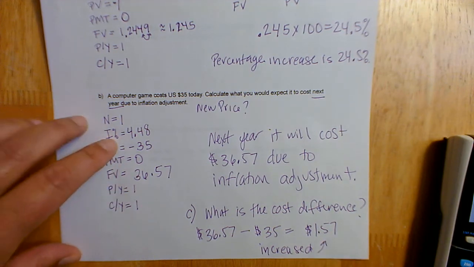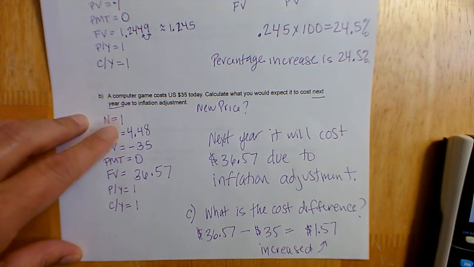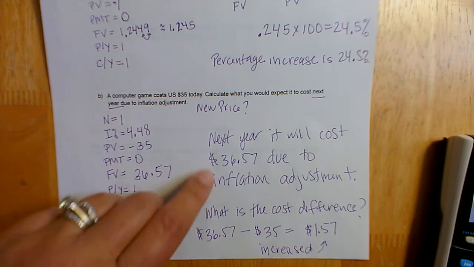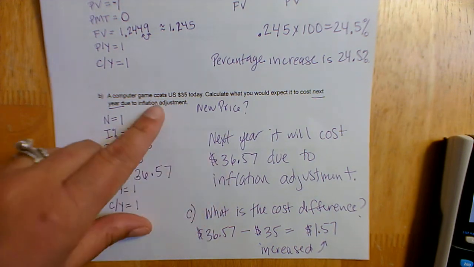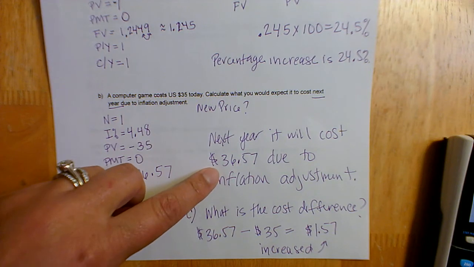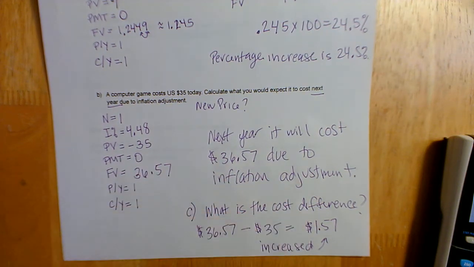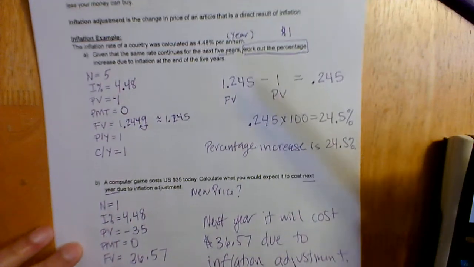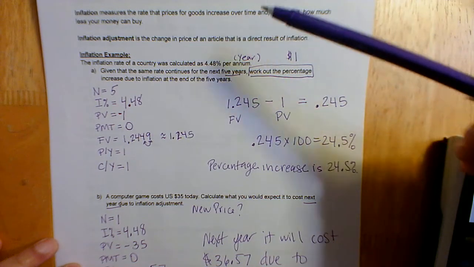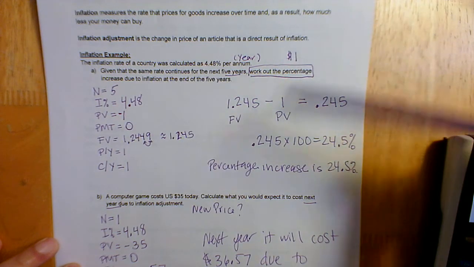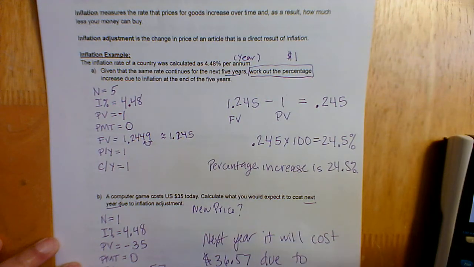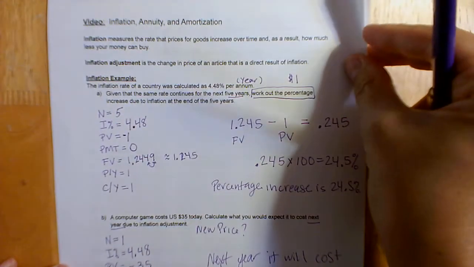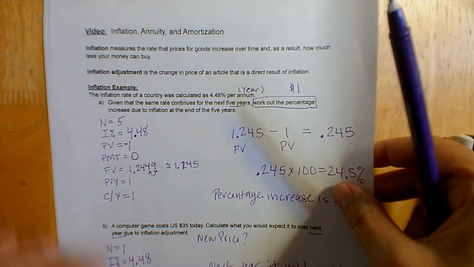So if our inflation rate is 4.48, everything is getting more expensive. Our video game in a year will go from $35 to $36.57, which is a $1.57 increase. Okay, so hopefully you understand what we mean by inflation, where our goods are going up, and how our products are adjusting to that inflation rate. And that was inflation. Let's go to annuity and amortization.